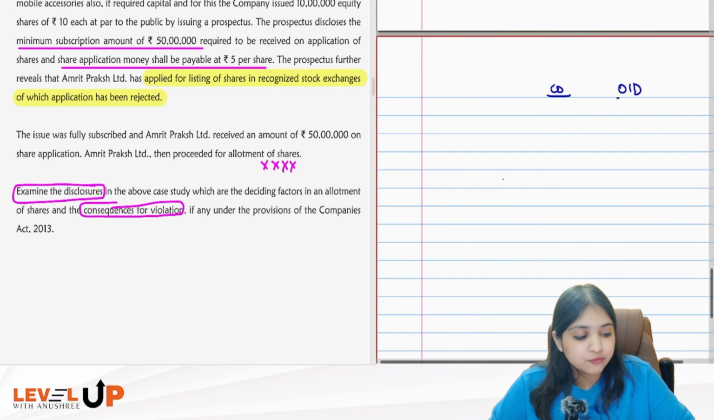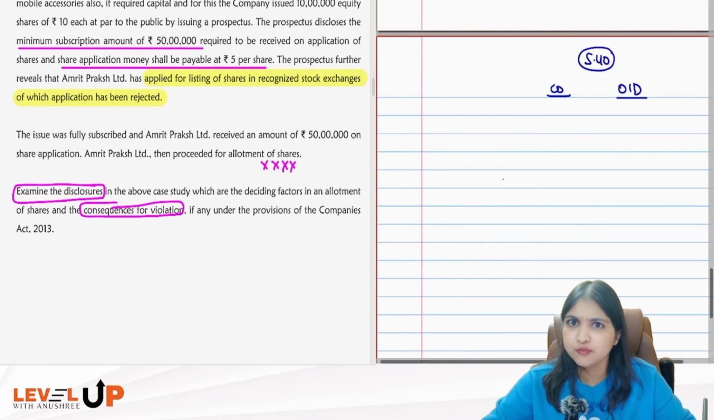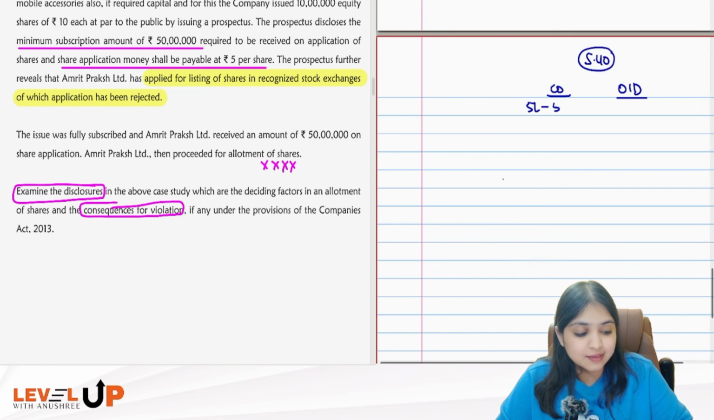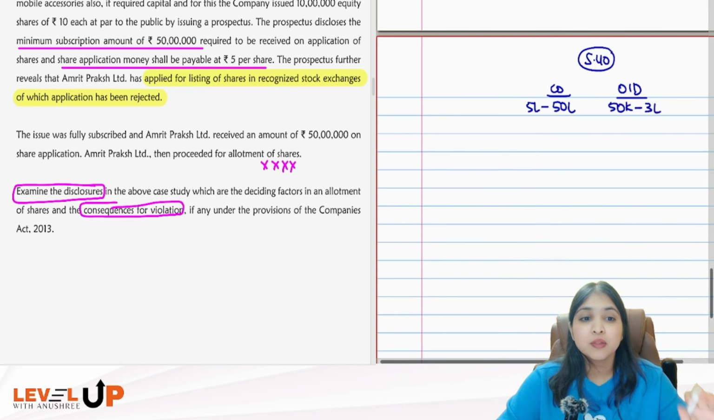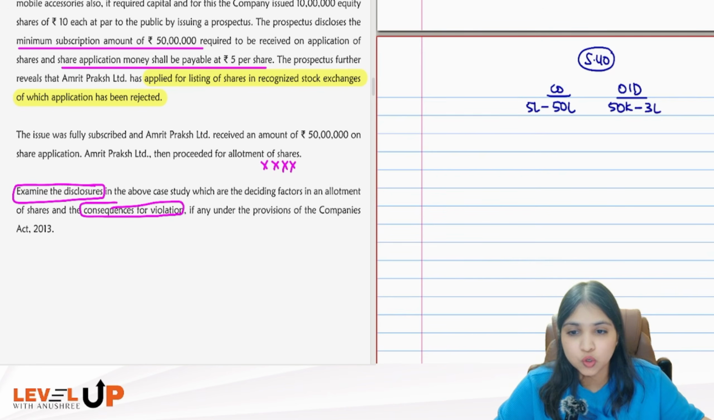The officer in default also will have to pay a fine, which is mentioned in section 40, because it's a section 40 violation over here. The company will have to pay a fine of minimum 5 lakhs and maximum 50 lakhs, and the officer in default will have to pay minimum 50,000 and maximum 3 lakhs. Okay, so there is also a penal provision over here.